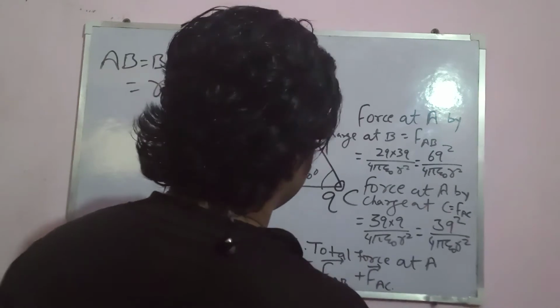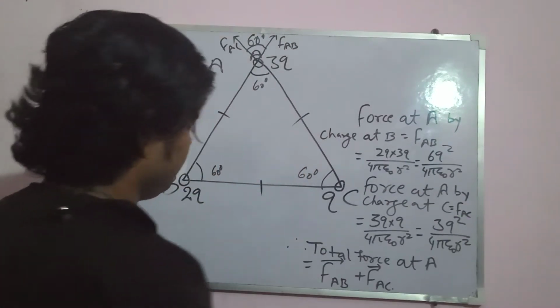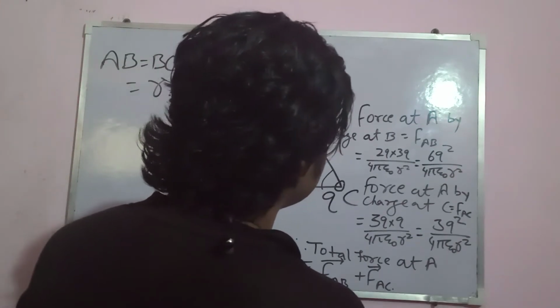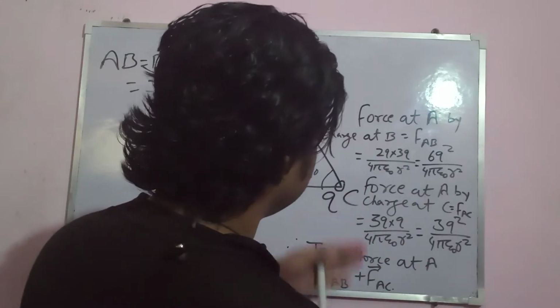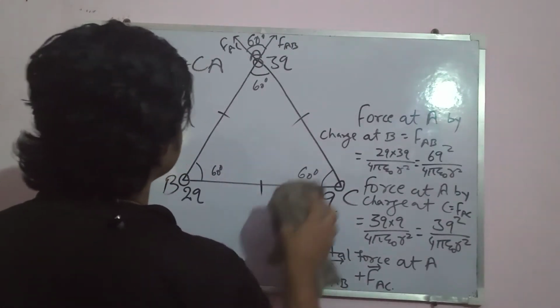Total force at A will be this. That will be this FAB plus FAC. That will be something, this is squared, this is squared, this is squared. Let's see.